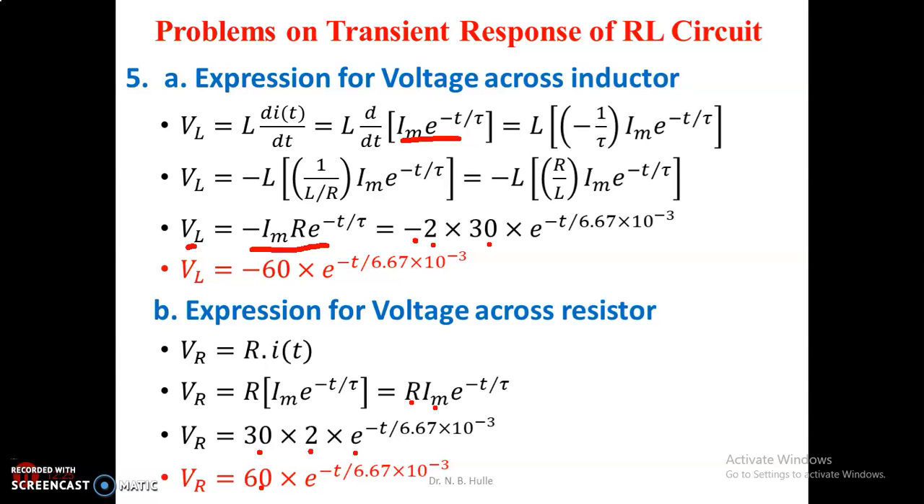So these are the two problems based on finding the expression for the current, the expression for the voltage across the inductor, the expression for the voltage across the resistor, the calculation of time, and so on. The remaining cases, where the source exists before switching and after switching, I will cover maybe in the next video.